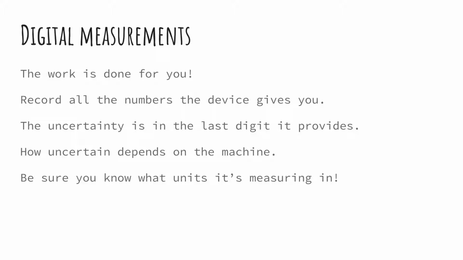So when we're talking about taking measurements, we're talking about using tools to actually take measurements. And this can be done with digital instruments or with what are known as analog instruments. Digital instruments do all the work for you. Huzzah. Okay, well, not all the work, but they do a lot of the work. They report the number, you write down the number.